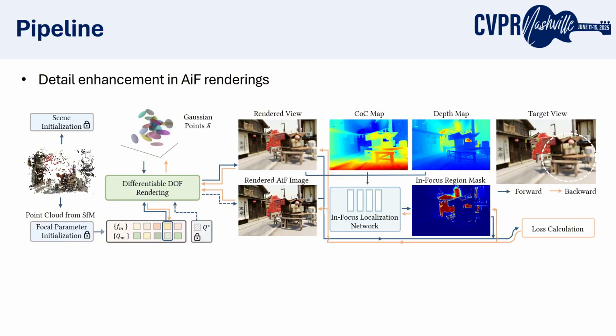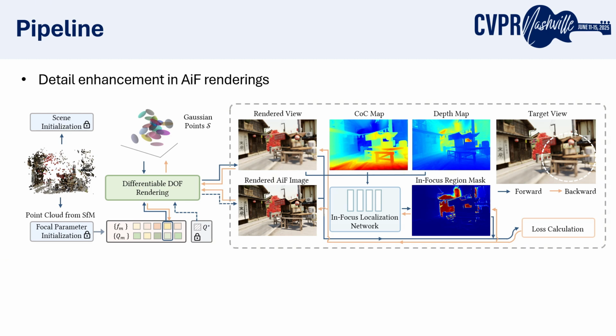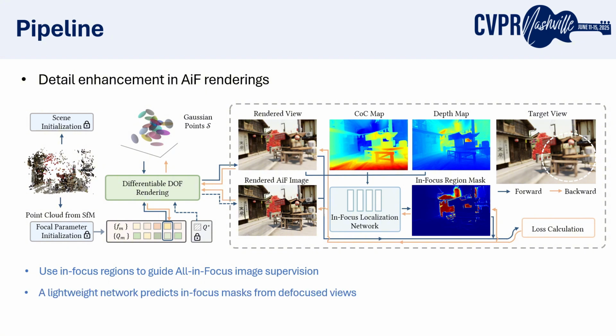Now we introduce the detail enhancement strategy for all-in-focus rendering. The key idea is to leverage in-focus regions in training views to directly supervise the rendered AIF image. To achieve this, we use a lightweight network to predict in-focus masks from defocus inputs. These masks help the model learn sharp content in the AIF renderings. All components are trained jointly using reconstruction and regularization losses. Please refer to our paper for more details.